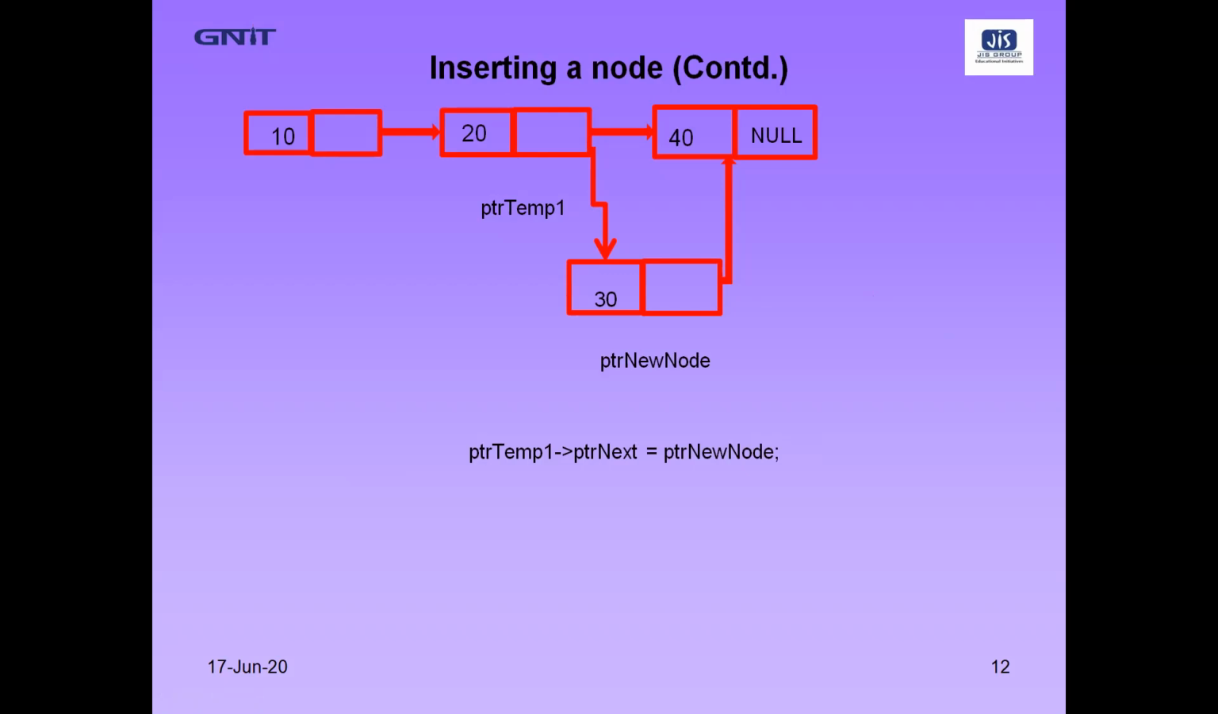Okay, then in this context, we can say that this ptr new node is properly inserted in between ptr temp1 and the last node, which is 40, right? So in other words, the new node whose data item is 30 is properly inserted in between the two nodes, namely ptr temp1 and the last node in this diagram where the data item value is 40. Okay, so in this way we properly insert a node in a singly linked list.